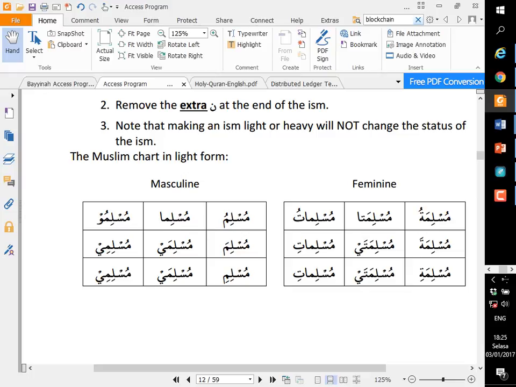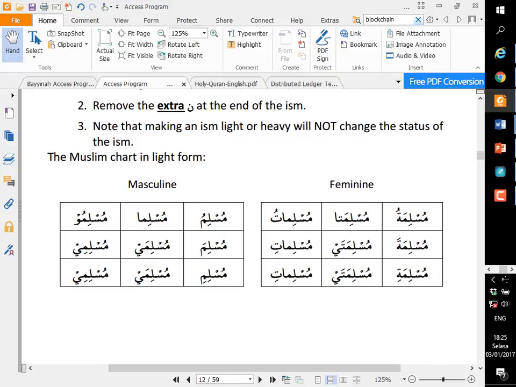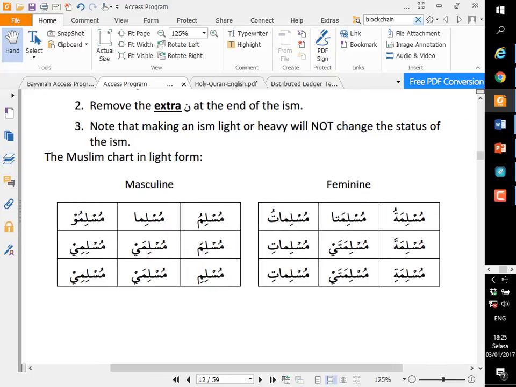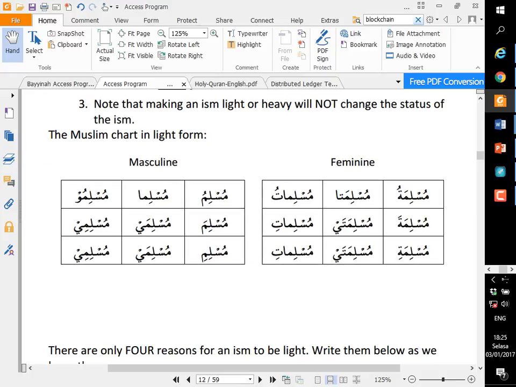So basically, you just memorize the masculine chart, only the masculine, and you follow the pattern. You follow the pattern for the feminine. You just add the ta in the ending, and add the ta in the middle. And for the light version, just remove the nun. So instead of Muslimatani, the nun, we remove the nun. Muslimatu, the n sound, it's removed, right? Okay.